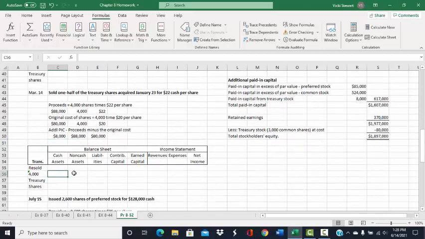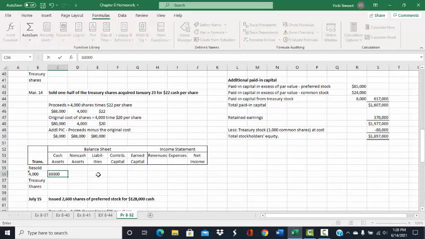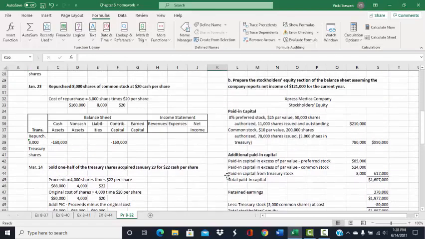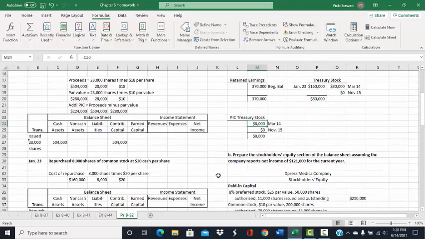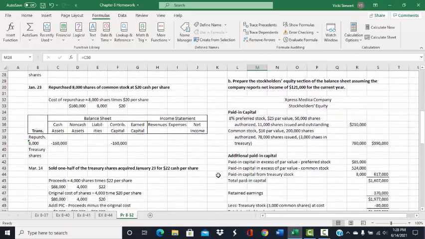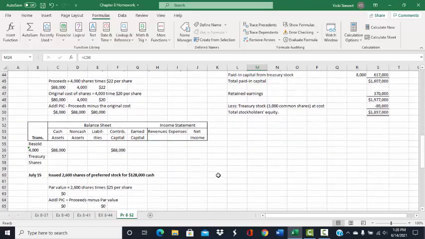To determine the additional paid-in capital, we take the proceeds minus the original cost, and that gives us additional paid-in capital of $8,000. Cash would increase by the proceeds of $88,000, and contributed capital would increase by the same amount. When we look at our T accounts, we see that treasury stock decreased by the original cost of $80,000 and paid-in capital increased by the $8,000 of additional paid-in capital.